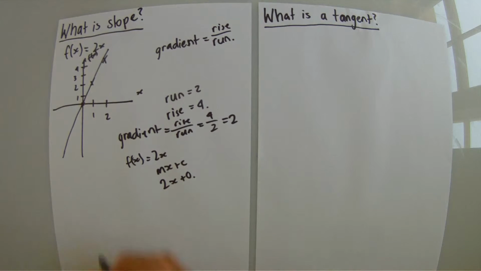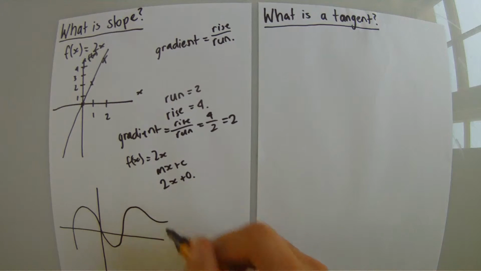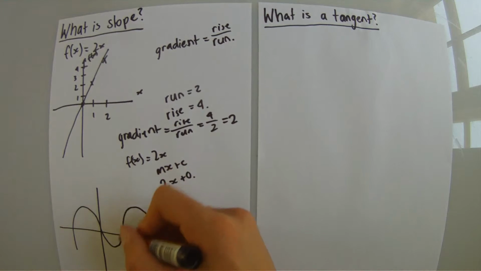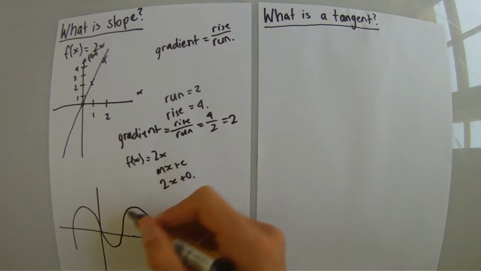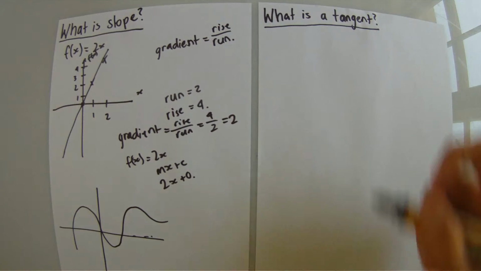But if there's a more complicated graph, where the slope is constantly changing, for example something like this, there's no real way to calculate the slope as a whole. If we take rise over run, x across and y up, the graph actually goes down and the slope's changing constantly. So what is useful to do is take a tangent line.